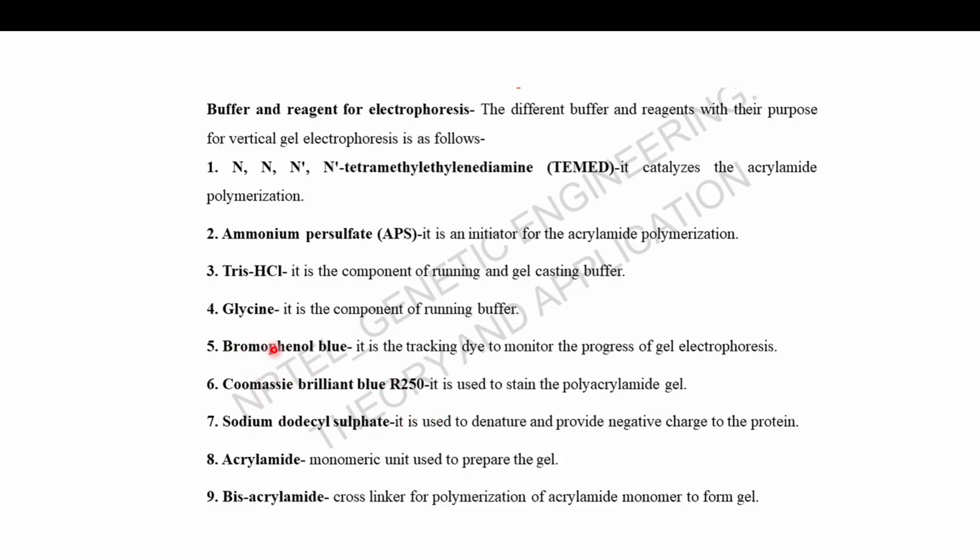When we prepare the samples, we add a tracking dye as well to monitor how far the samples have run. The gel is a transparent matrix, so to visualize how far the samples have run, bromophenol blue is the tracking dye. Then there is Coomassie brilliant blue, which is used to stain the polyacrylamide gel, and Coomassie binds to the protein of our interest and stains it blue.